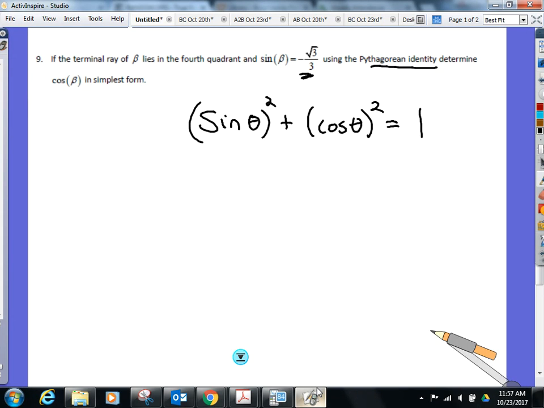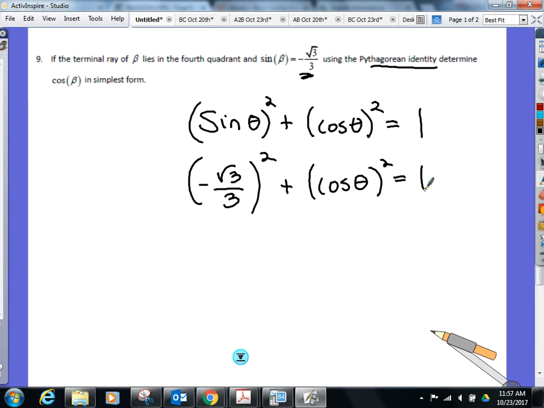Go ahead, Isabella. I put it in for sine. Thank you. So negative radical 3 over 3 squared. I just plug it in for the value of sine, and I'm solving for cosine. So that's what we get those nice calculators for. Negative radical 3 over 3, all squared. Go ahead. That's why we got those fraction templates.